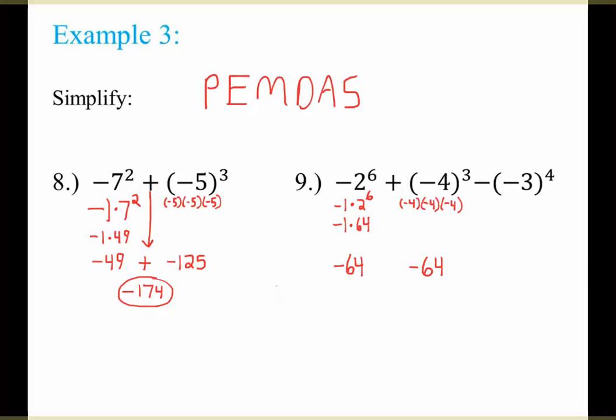All right, over here, I'm doing the negative 3 to the 4th. So that's negative 3 times negative 3 times negative 3 times negative 3. That's going to produce a positive answer, and that's going to be a positive 81.